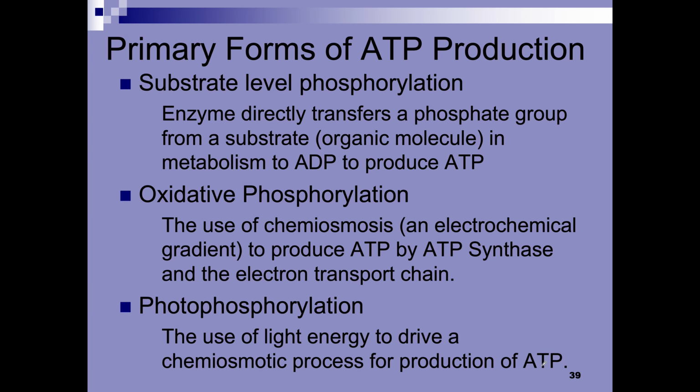Now, we're going to expand on ATP production. Remember, we talked about substrate level phosphorylation. We also talked about oxidative phosphorylation, which is chemiosmosis. Think about it, oxidative, because of those redox reactions I talked about earlier. And then we have a third one we're going to add, which is photophosphorylation. This occurs in plants, algae, and cyanobacteria.